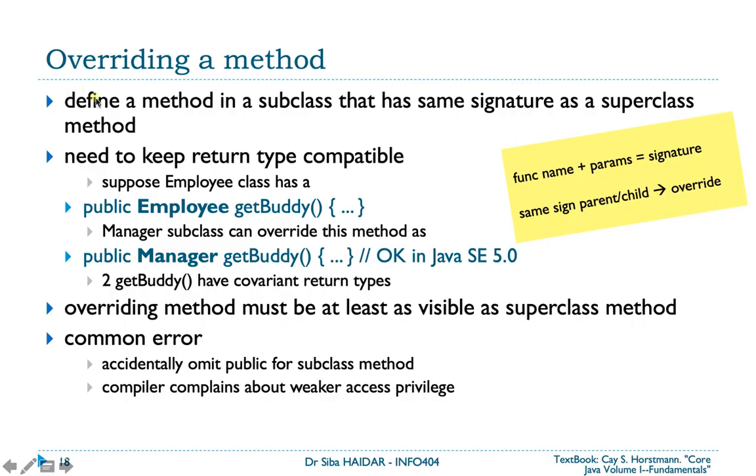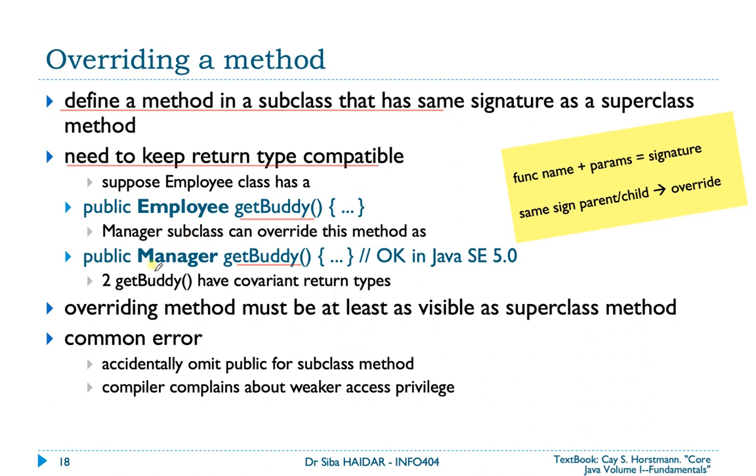To override a method, you need to define a method in a subclass that has the same signature as in the superclass. By signature, we mean not the return type, we mean the name of the method and the list of parameters. For example, here getBuddy and the list of parameters, no parameters. This is called overriding. So you need to keep also the return type compatible.